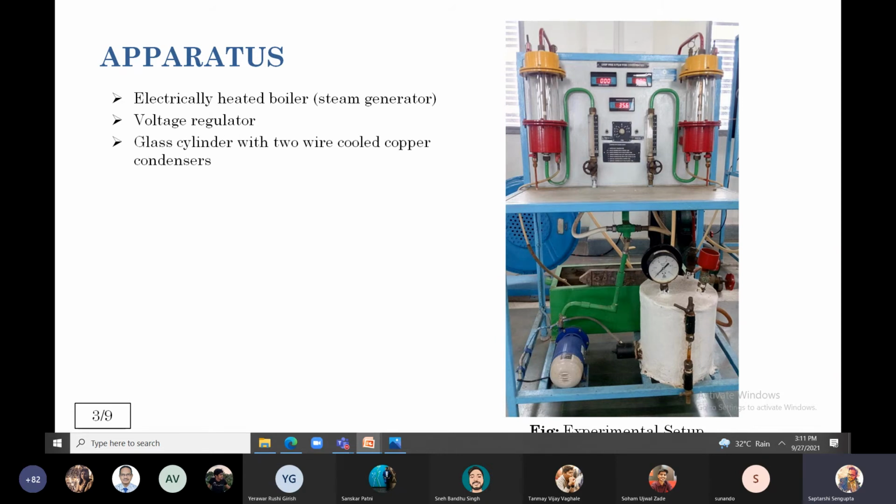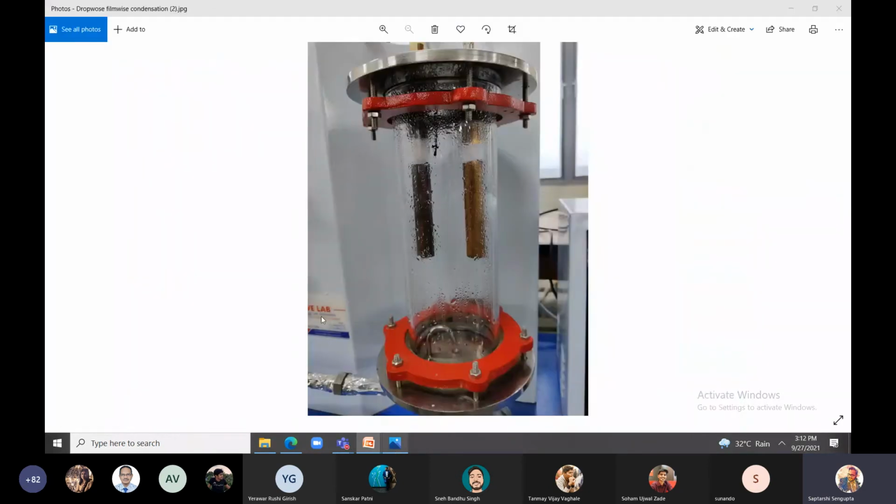The next component of the apparatus is a glass cylinder. Here we have two different glass cylinders with two water cooled copper condensers. Inside the copper condensing plate, there is a channel for the cooling water to pass through. Now let me present another picture. This will be much clearer to you. Are you able to see this other picture? Yes, sir. Okay. So you can see here that one of the condensing plates is completely made of copper. The other condensing plate that is shown here is gold plated.